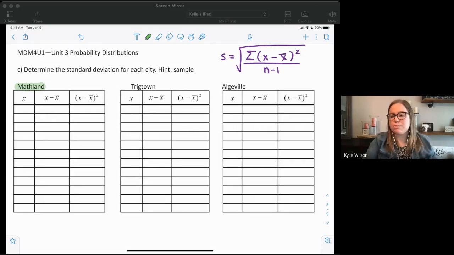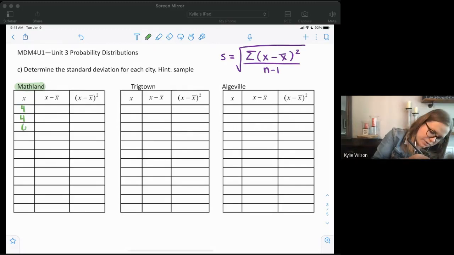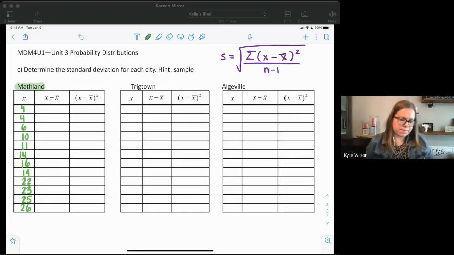So here are the data points for Mathland. I have 4, 4, 6, 10, 11, 14, 16, 19, 22, 23, 25, and 26. So that's just all of my data points just to help myself keep track of what's going on.